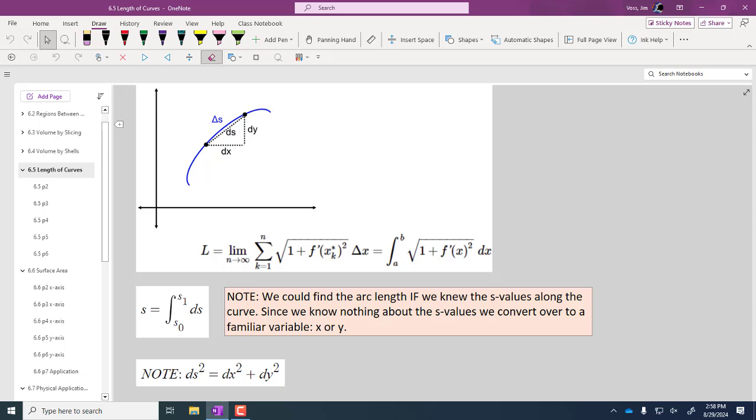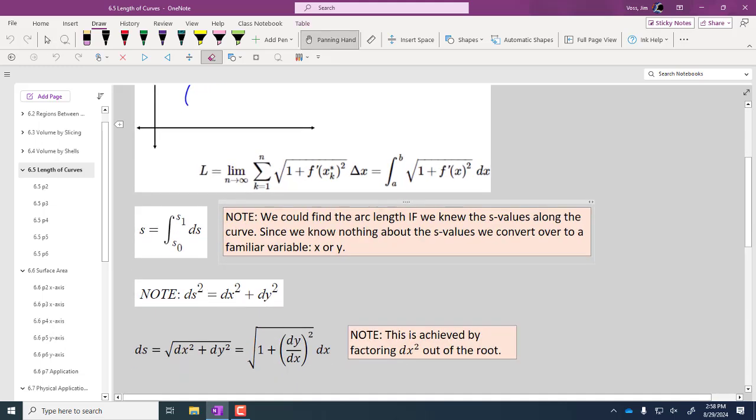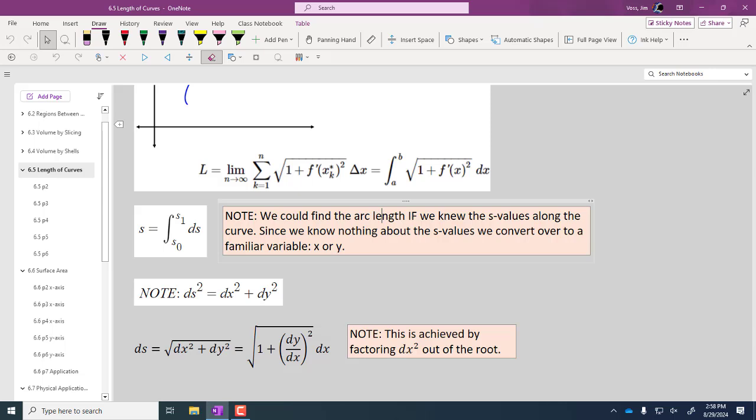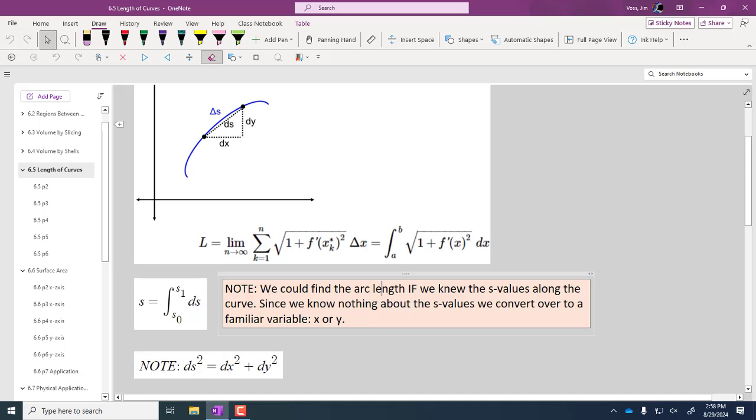In practice, we don't really have to think that hard. So let me show you what I mean by that. So if we were trying to find the distance along the arc, we would be adding up all of these little ds's along the curve. But again, we don't know anything about these limits of s. We don't know what this s coordinate is. We don't know what that s coordinate is. If we did, we'd be done. If we were going from s equals 1 to s equals 6, that distance would be 5. But we don't know the s values. We don't know anything about the numbering along the blue curve.